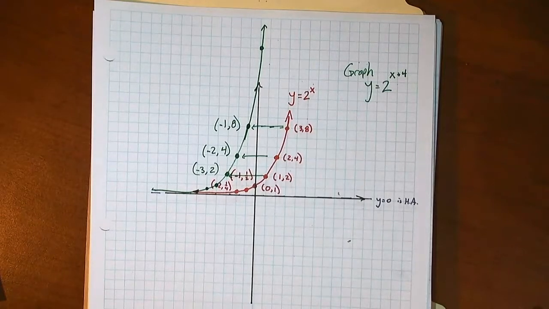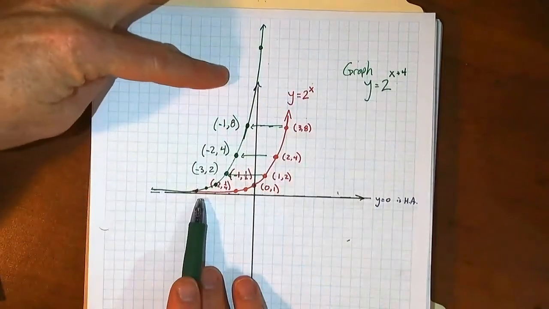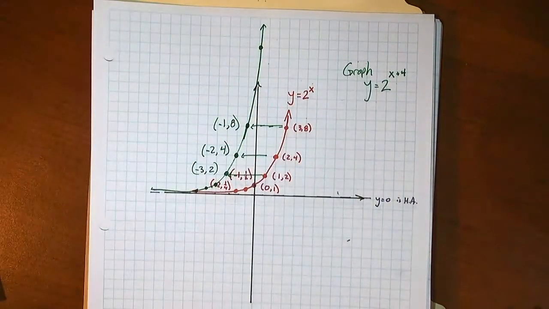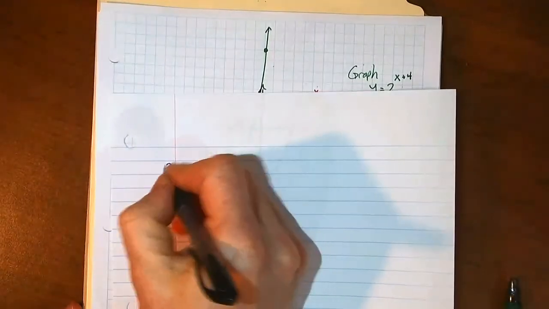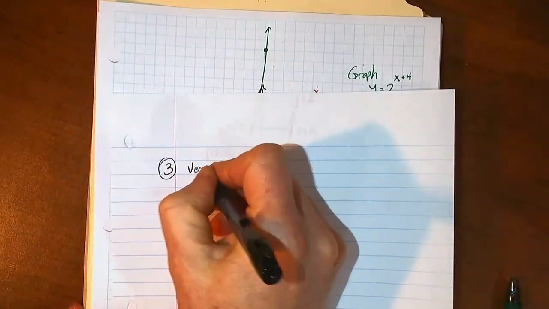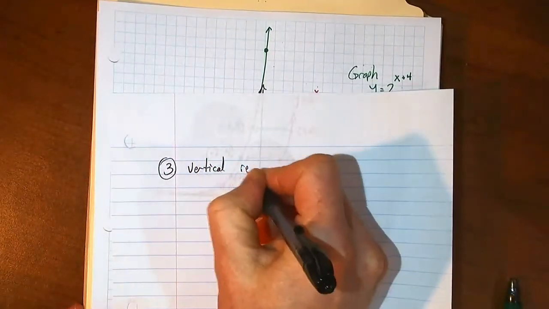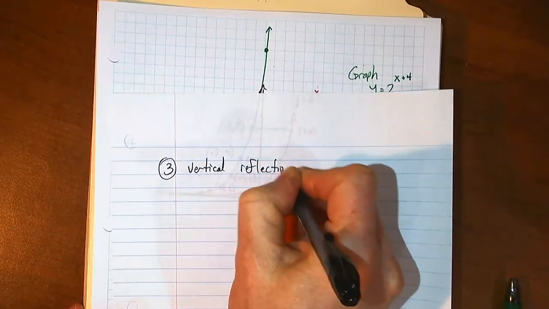All right, so that's the idea of a horizontal translation. My whole graph just scooched over to the left 1 unit. Okay, that brings us to rule number 3, our final rule. Rule number 3 says this. Well, first of all, the name of it is a vertical reflection. Okay, now this is a little different.